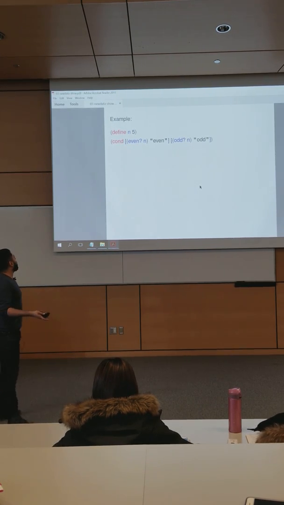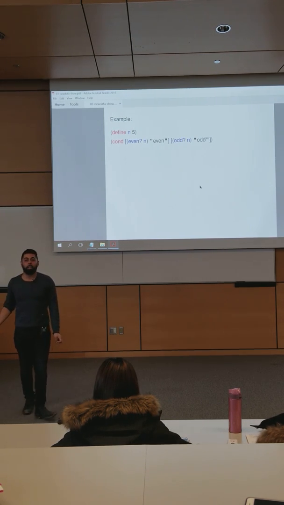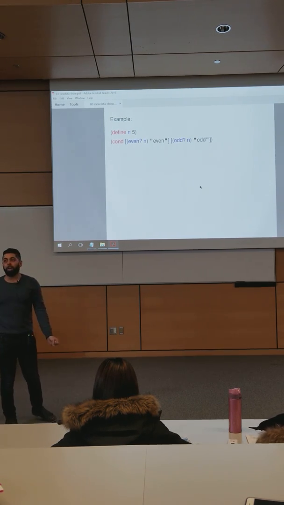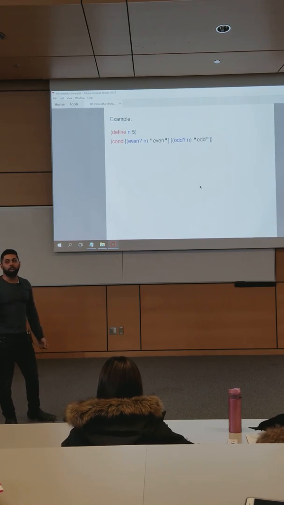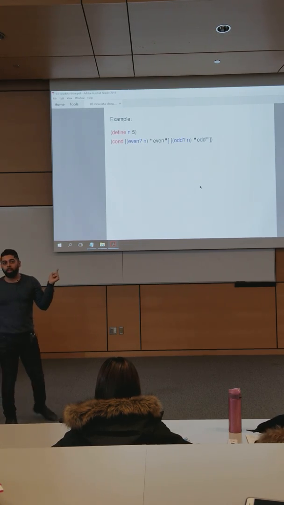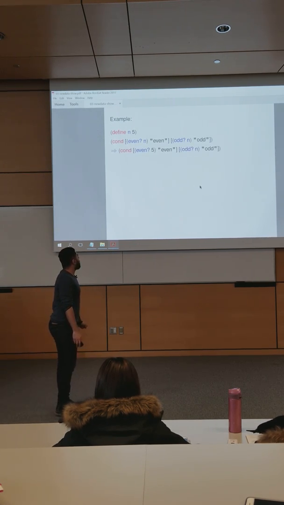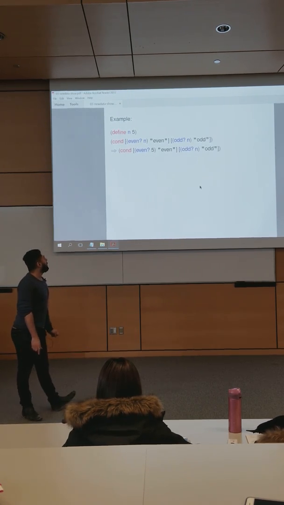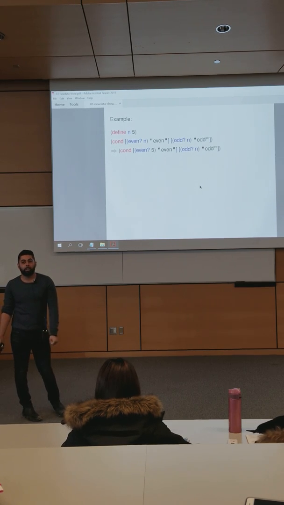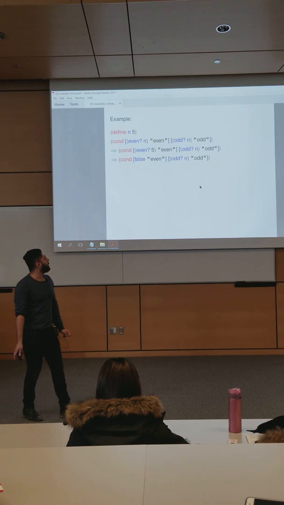So how do we trace this? Well, what's the first thing that happens? Yell it out. What's the first thing that happens? Substitute n. Substitute what? n. We substitute n in the even function. So where it says even n, we take n and we substitute 5 there. Okay? Then we check, is 5 even or not? Okay, so it's false. So we get cond false even.